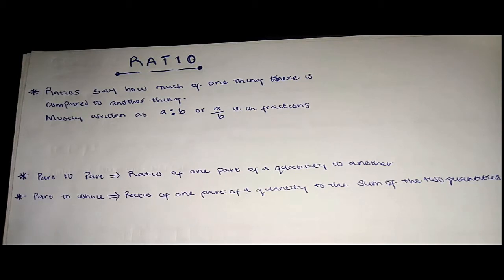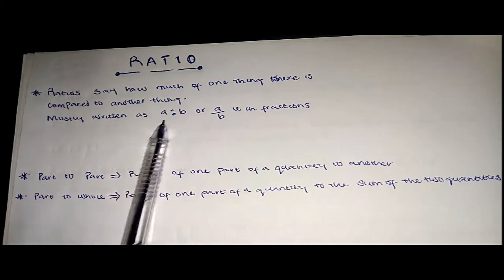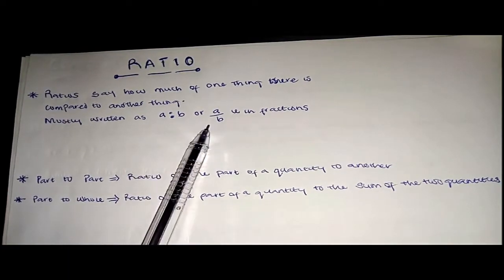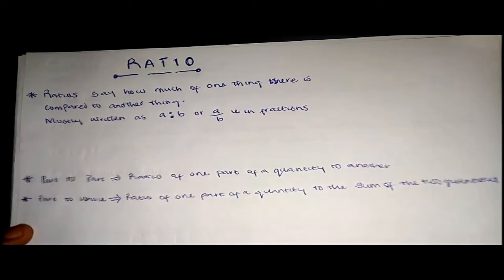A ratio actually tells us how much of one thing there is compared to another thing. It's just like saying if I have 4 oranges and my brother has 2 oranges, the ratio of my oranges to his oranges is 4:2, and if you reduce it, it's 2:1. So ratios are always represented in this format: A:B, or sometimes as fractions, A/B.